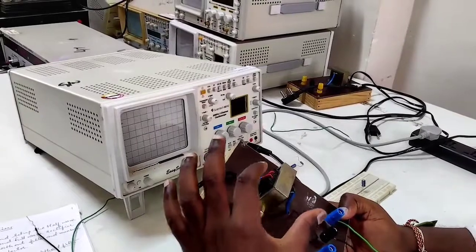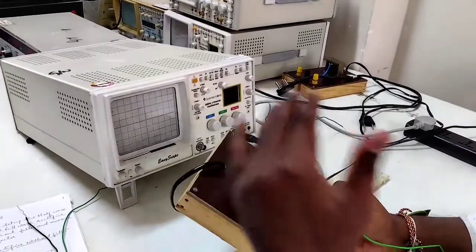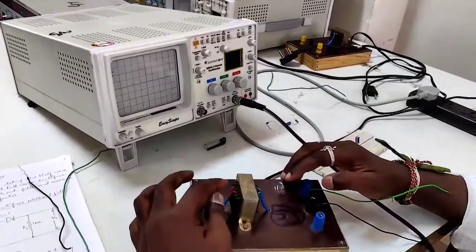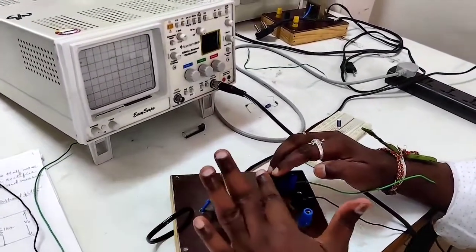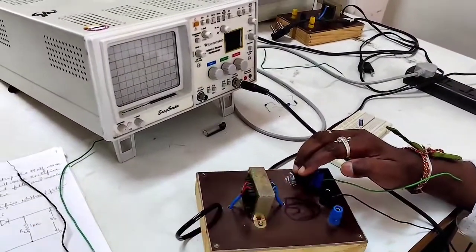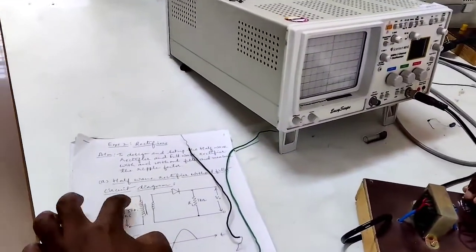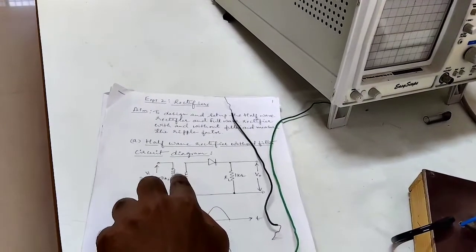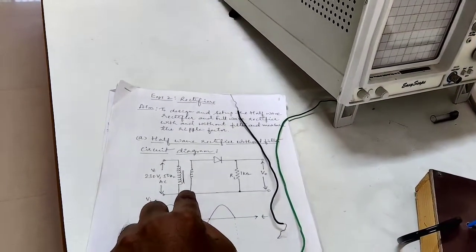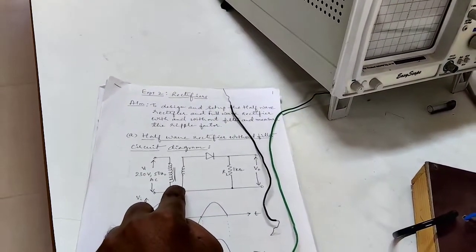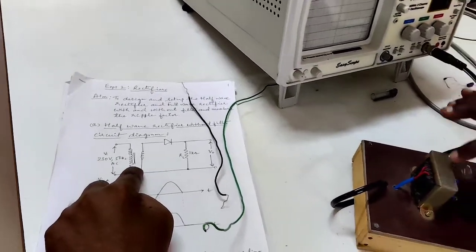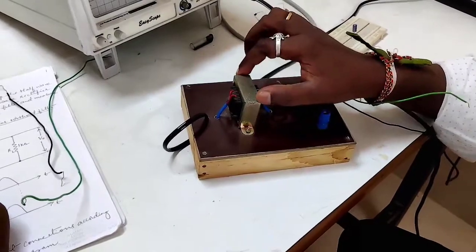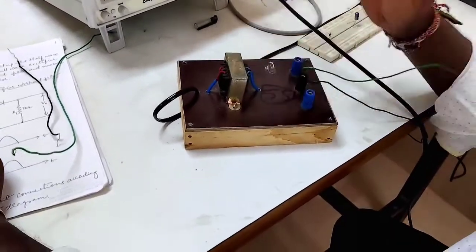Transformer is a static device which transfers the energy from primary side to secondary side. So in this circuit diagram, this is the primary side and this is the secondary side. In between you have two parallel lines for the circuit symbol representation. These two parallel lines represent the isolation or separation between primary side and secondary side.